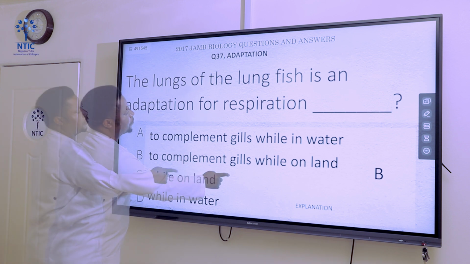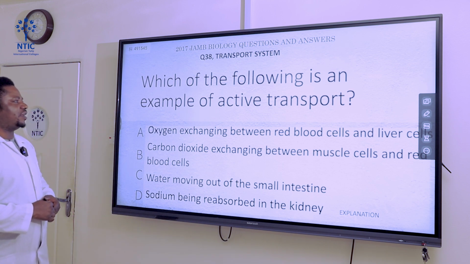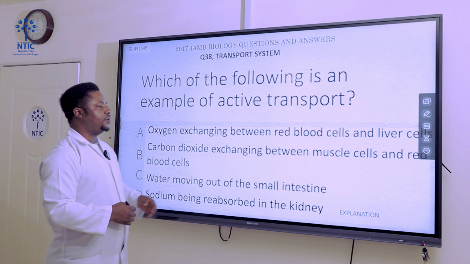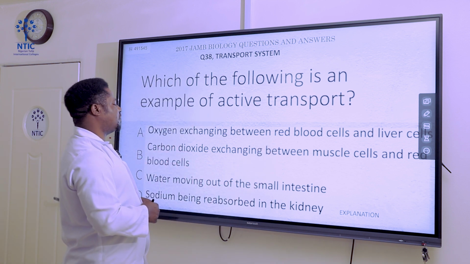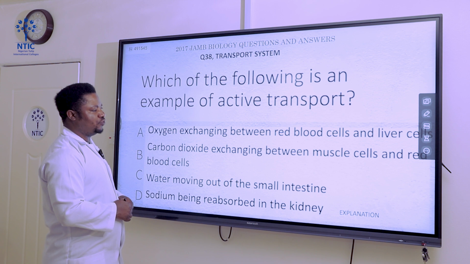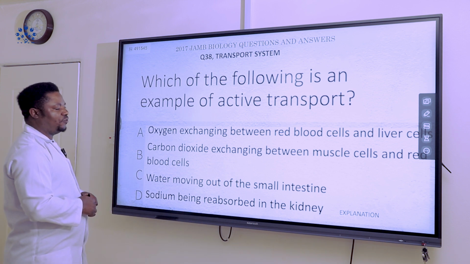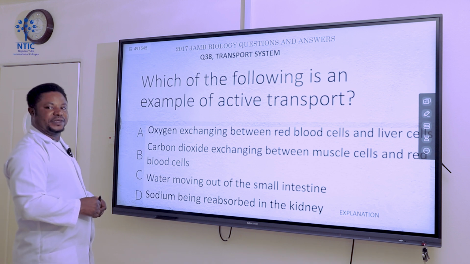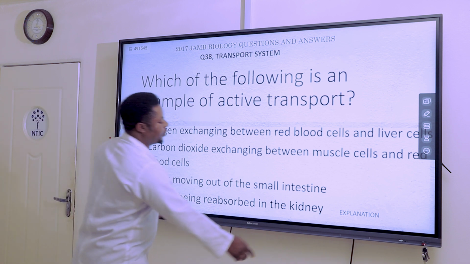Question number 38. Which of the following is an example of active transport? The options are: oxygen exchanging between red blood cells and the liver cells; B, carbon dioxide exchanging between muscle cells and the red blood cells; C, water moving out of the small intestine; D, sodium being reabsorbed into the kidney. The correct answer to this is D.